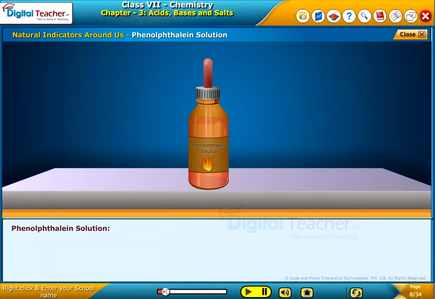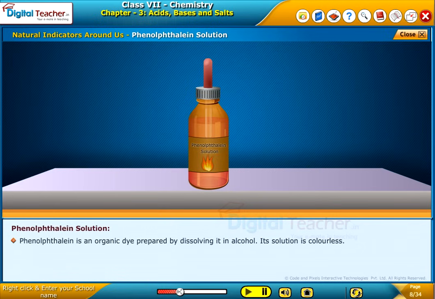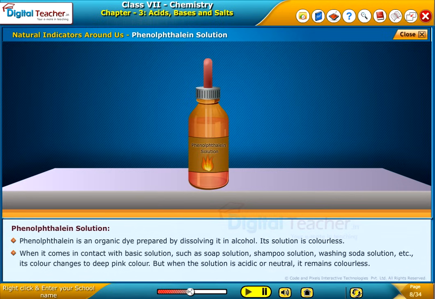Phenolphthalein solution. Phenolphthalein is an organic dye prepared by dissolving it in alcohol. Its solution is colorless. When it comes in contact with basic solution such as soap solution, shampoo solution, washing soda solution, etc., its color changes to deep pink. But when the solution is acidic or neutral, it remains colorless.